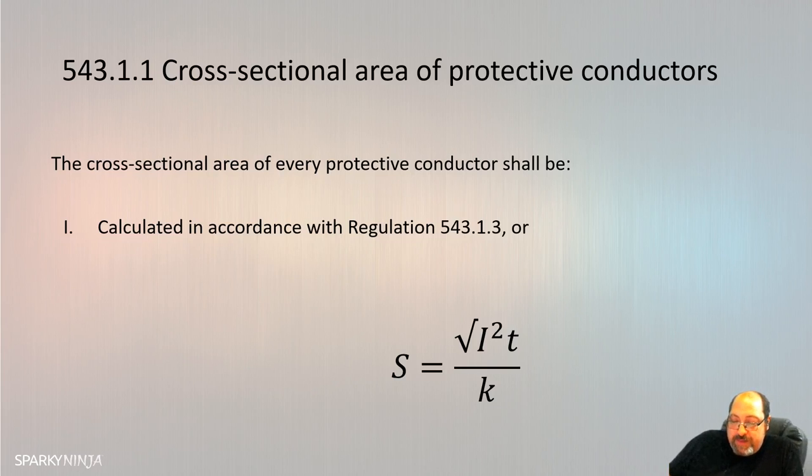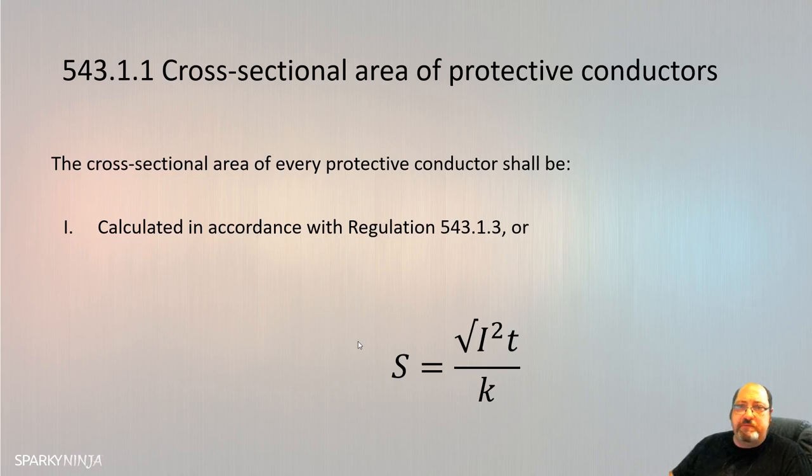Cross-sectional area where calculated shall be not less than the value determined by the following formula, or shall be obtained by reference to BS 7454. And that's the adiabatic equation. So S is equal to the square root of I squared T over K. This is simply a calculation to determine the minimum size of the protective conductor.